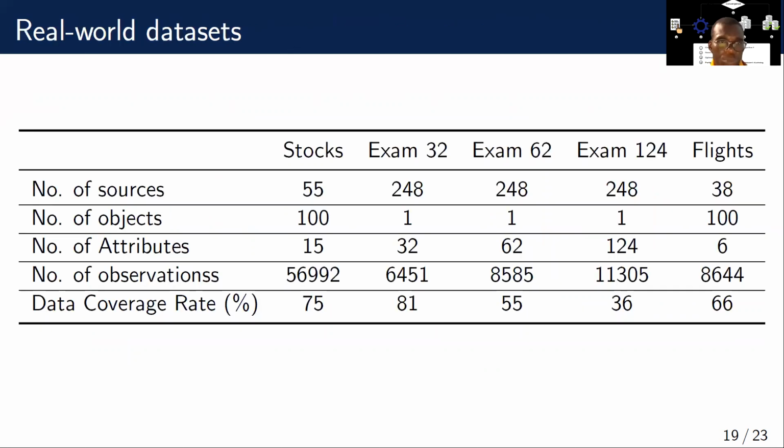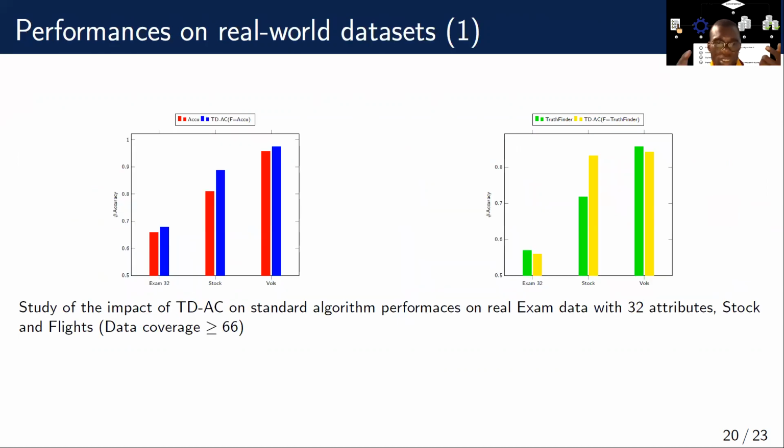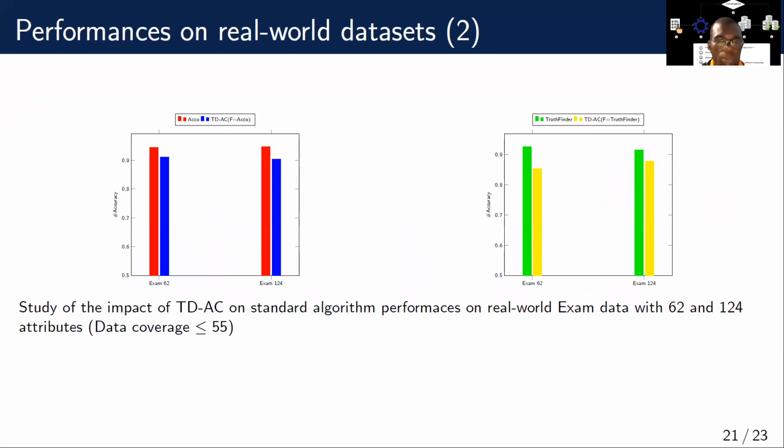We also use a real-world data set, which is the flight data set, like our exam data set. In this data set, we don't change the unanswered questions, and we also look at the data coverage. We can say that our algorithm performs very well where the data coverage is very high, and doesn't perform very well where the data coverage is low.